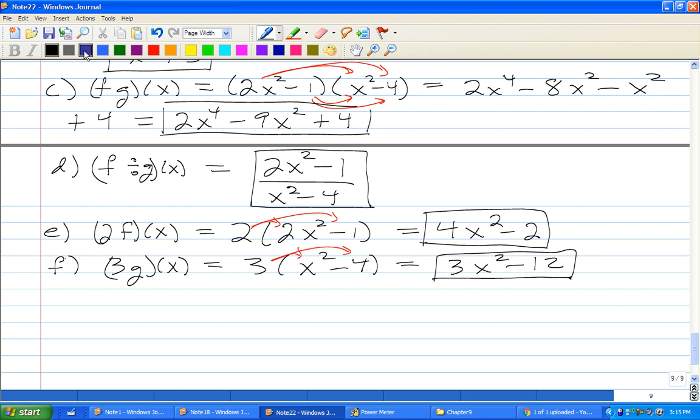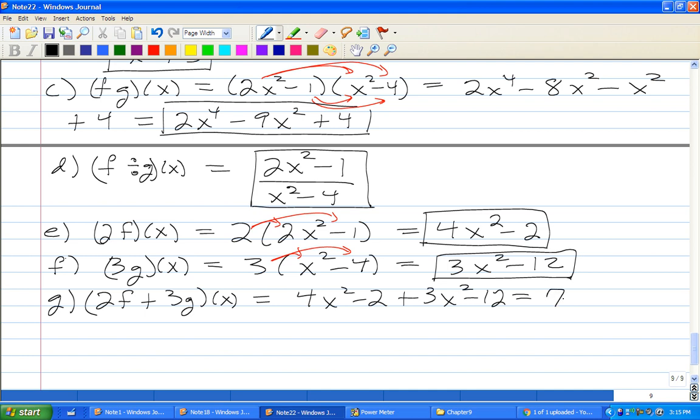Let me do part G, which is 2f plus 3g. Well, I know what 2f is, 4x squared minus 2. I know what 3g is, 3x squared minus 12. And so combine like terms, I get 7x squared minus 14. And that is your answer.